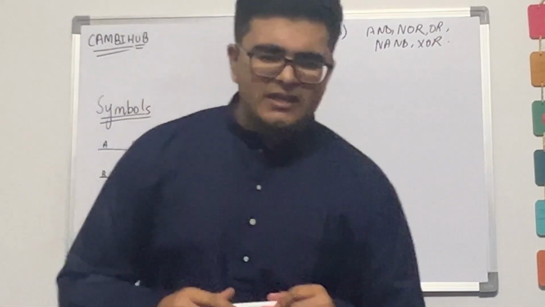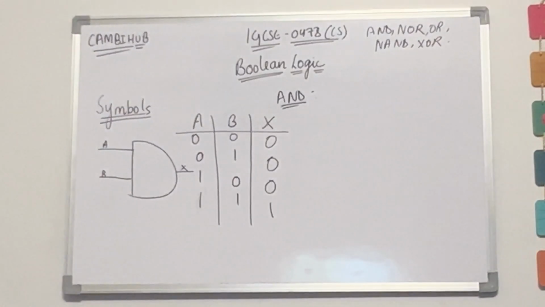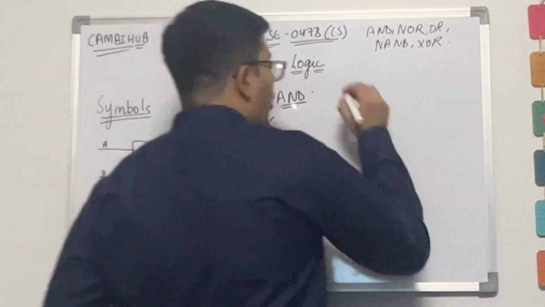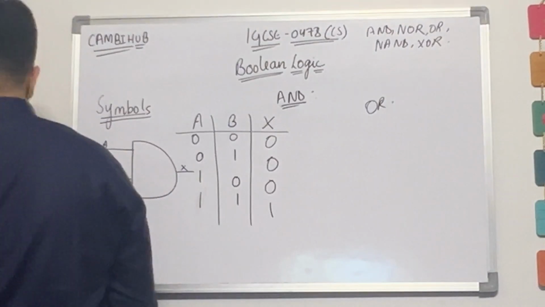Hope the AND gate is pretty clear to you, nothing much complicated here. I'll just get aside, so if you want to take a screenshot, you can. Right, so this is what the AND gate looks like. Moving on to the next gate that we have, which is OR. Let's erase the AND gate.